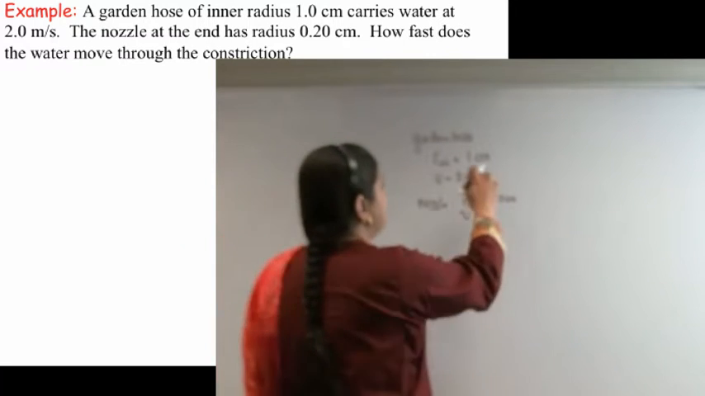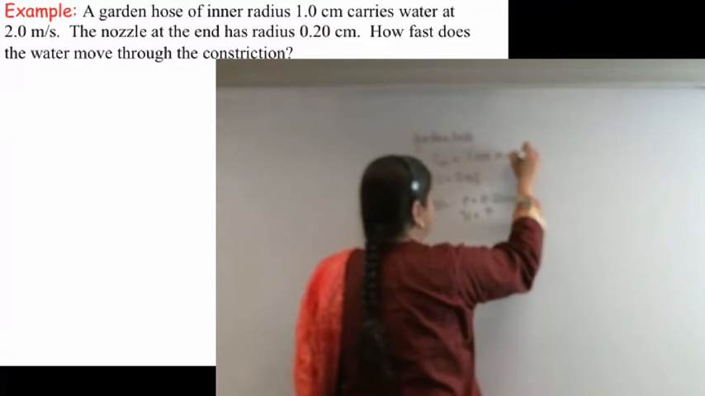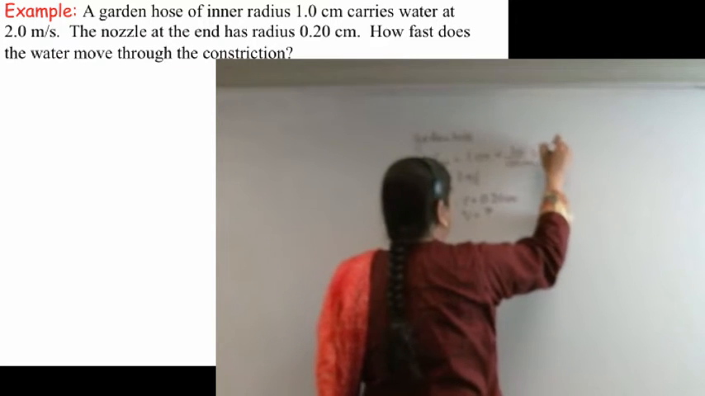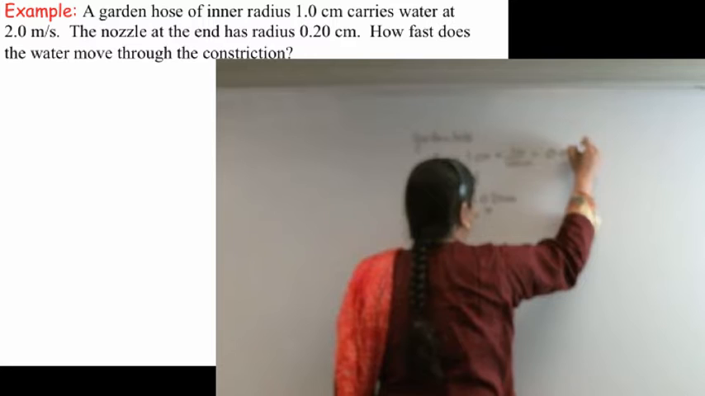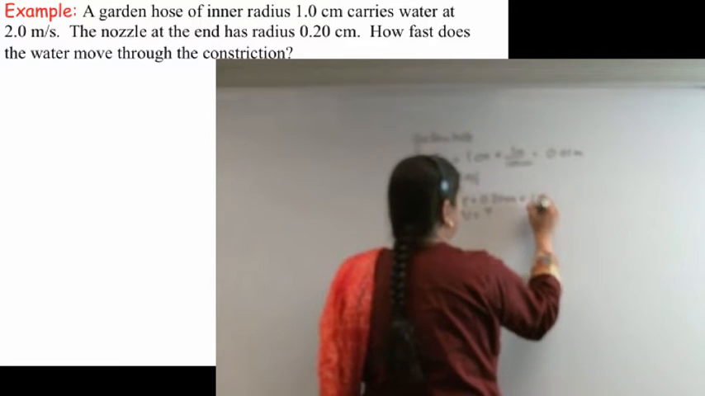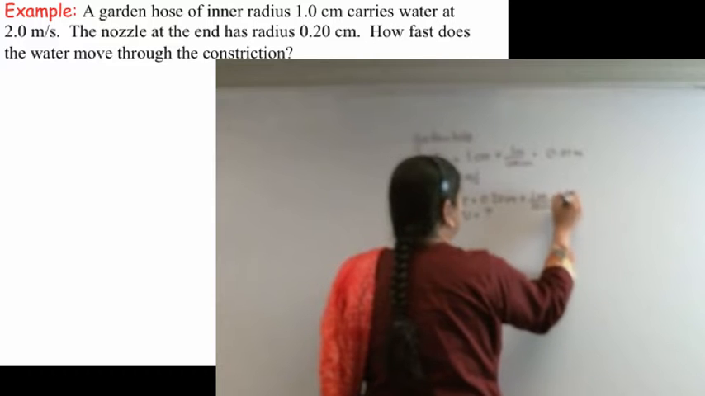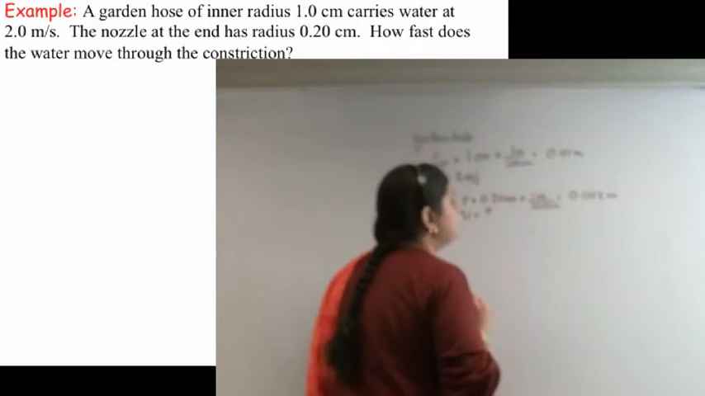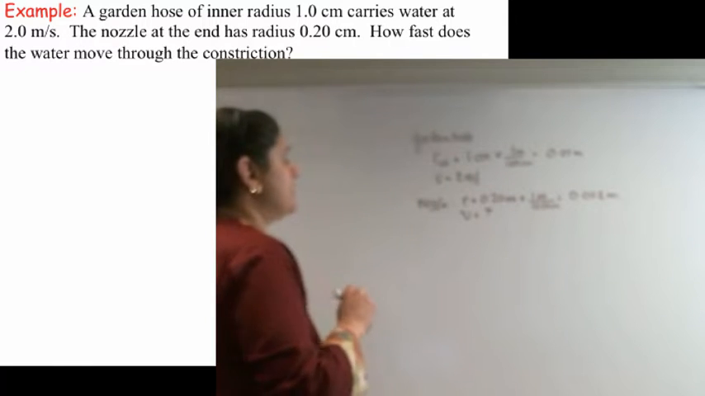Right away there is a centimeter here. What are we supposed to do? Divide by 100 centimeters times 1 meter. So I get 0.01 meters. For the nozzle, it's completely the same thing. Divided by 100 centimeters, it will give me 0.002 meters.